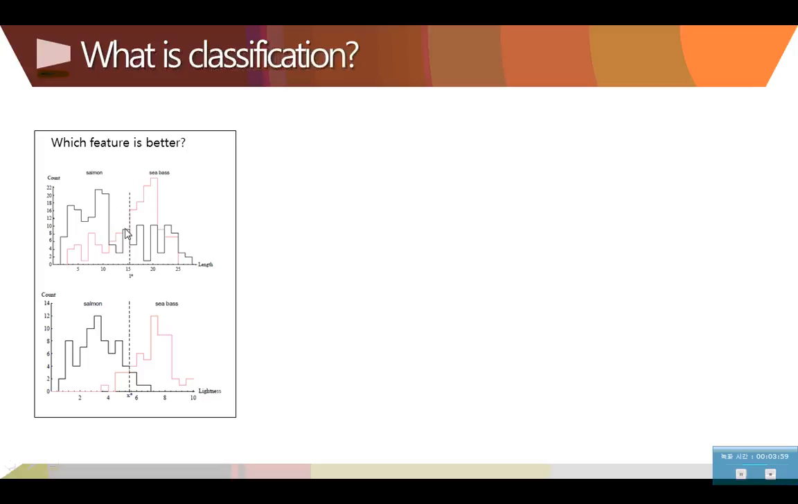So for example, if I ask you which feature is better in between these 2 examples, this is a salmon, the black color, and the red color, it's not clear here, but the red color is the sea bass. We can easily understand that perhaps the second one is better. This is because it is more separable, meaning we can easily identify the right side from the left side. Here they are overlapping, and overlapping is a problem.